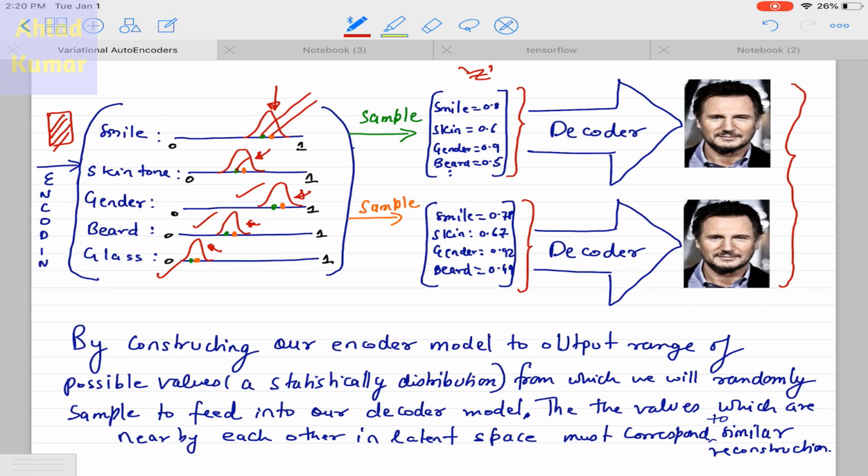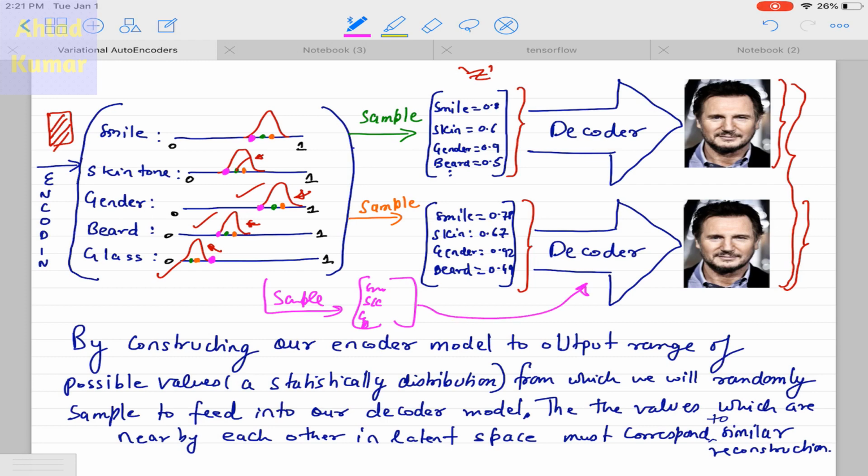Why is it happening like that? It is happening because these two samples are very close to each other. If they are very close to each other, they will generate images which are similar to the images that we fed from the input. But for example, if we sample from this other side of the probability distribution function, this and this, then this will produce another feature vector, a pink feature vector, with different values of smile, skin, gender and beard. Once you feed these feature vectors into the decoder model, I am sure that it will not generate a similar face. It will generate some different face which is not in this face image dataset. That's why this decoder is called a generative model that can generate different features which are not present in the original dataset.